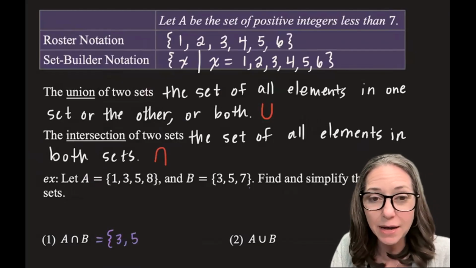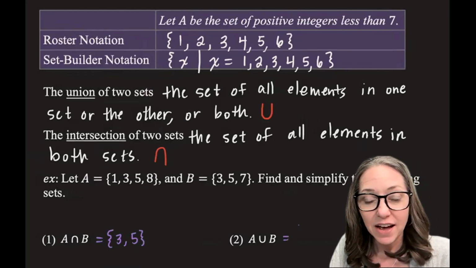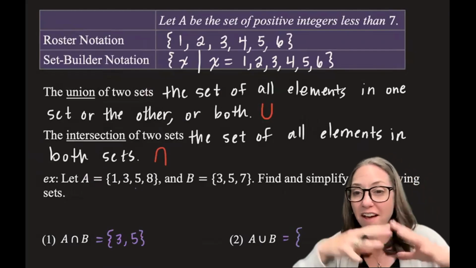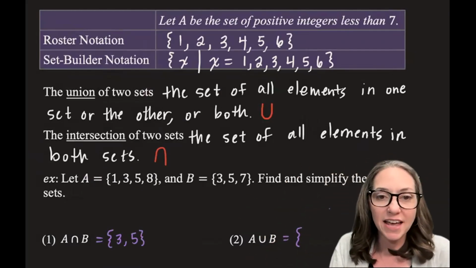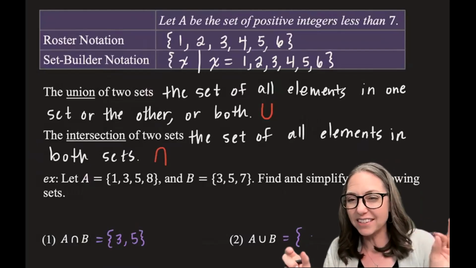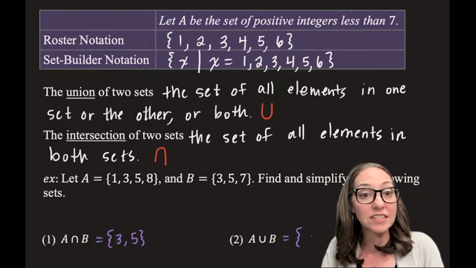And 8 is in A, but not in B. 7 is in B, but not in A, so it is just that set, 3 and 5. A union B, that's the set of everything all put together, right? In A or B or both. And the order does not matter technically, but I'll just go low to high because that's kind of typical, makes sense. And I'm not going to list anything twice.